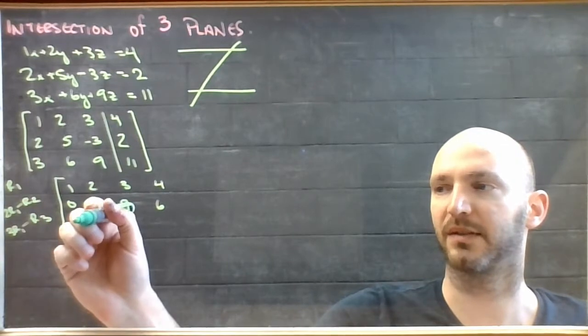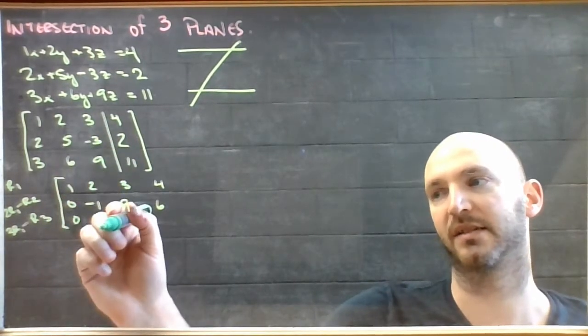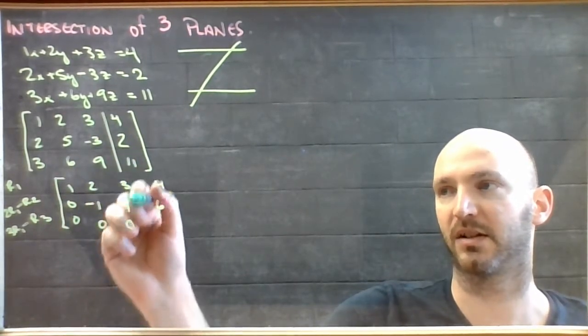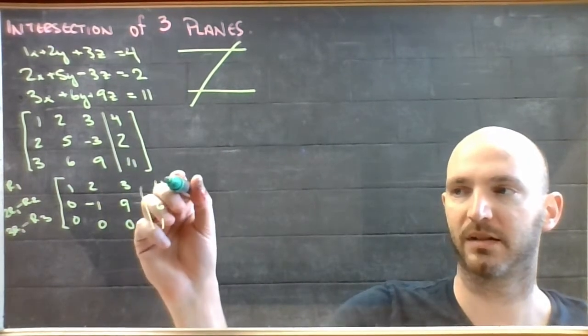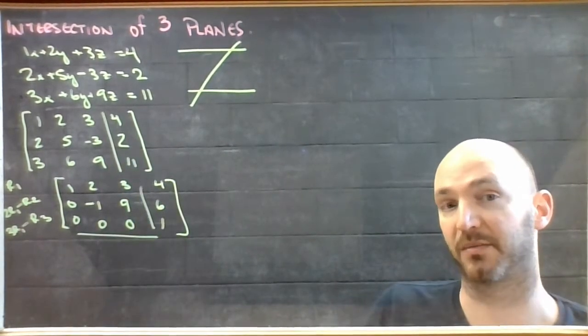3 minus 3 is gone. 6 minus 6 is gone. 9 minus 9 is gone. And 12 minus 11 is 1. So there it is. There's my impossible row.